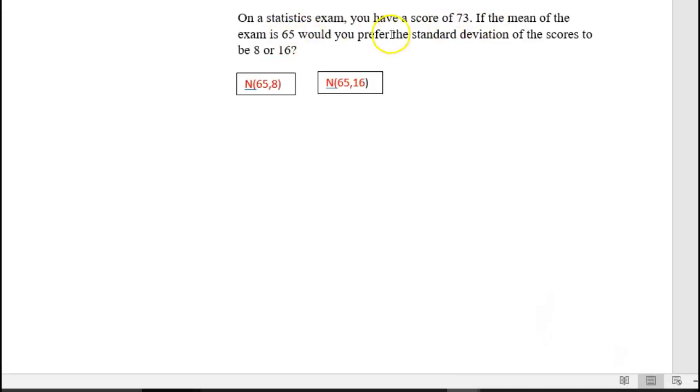If the mean of the exam is 65, would you prefer a standard deviation of the score to be 8 or 16? So to do this, we really need to draw two curves right here. One with a standard deviation of 8, and the other with a standard deviation of 16. So let's go ahead and draw those curves.